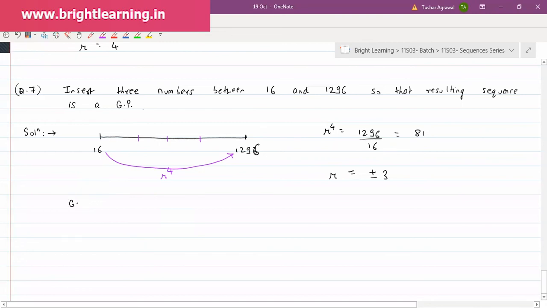So GP1, the 3 numbers that I can insert: 16 into 3 is 48, 48 into 3 is 144, 144 into 3 is 432, and into 3 it indeed checks out to be equal to 1296. I will have to include the previous ones also: 16 and then 1296. Indeed it's a sequence, and 16, minus 48, 144, minus 432, and into negative 3 each time. Let's check the answer. It turns out to be equal to 1296. Yes, we have reached our destination correctly.